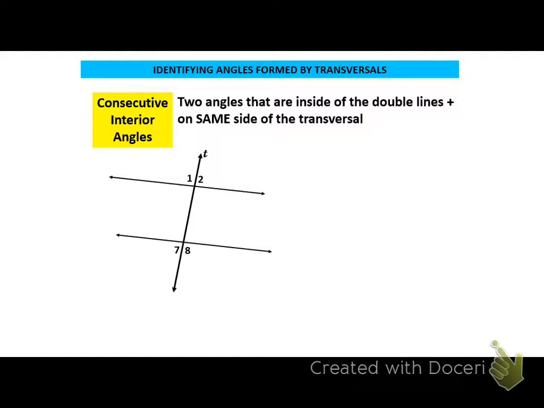So, again, you can draw that box to just figure out what's on the inside. So name an angle on the inside. 3. 3 is on the left side of the transversal, so it's consecutive with 5. 3 and 5. And then 4 and 6. They're consecutive interior.